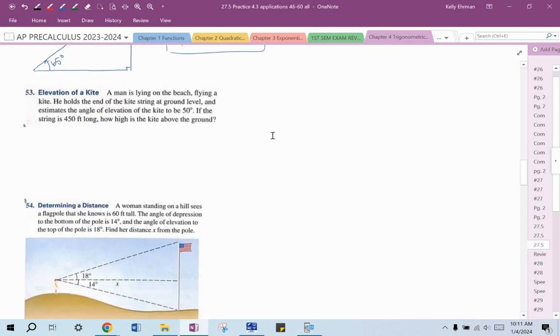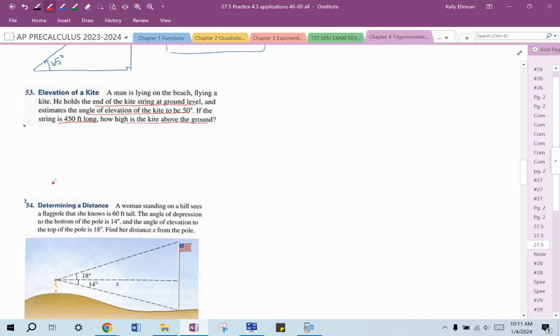53, elevation of a kite. A man is lying on the beach flying a kite. Okay. He holds the end of the kite string at ground level. This is strange. And estimates the angle of elevation of the kite to be 50 degrees. If the string of the kite is 450 feet long, how high is the kite above the ground?